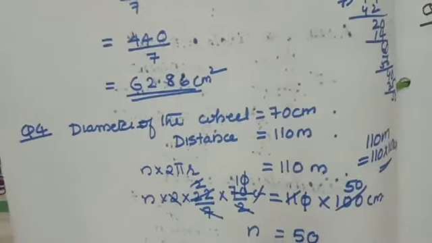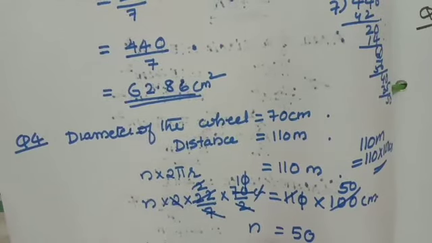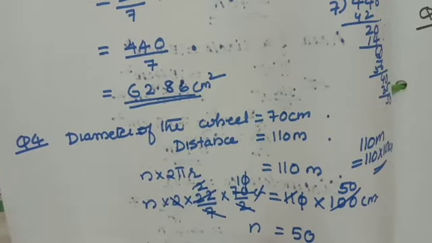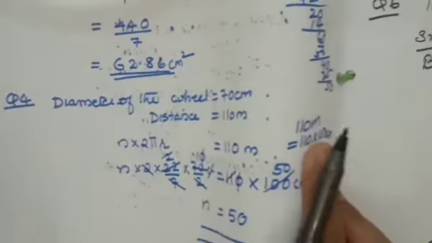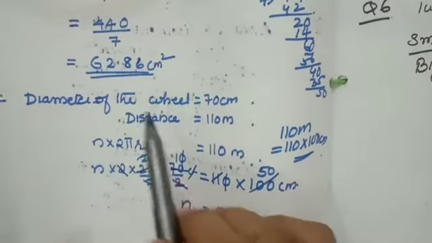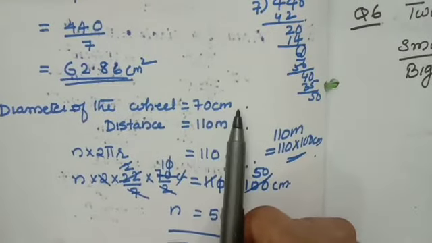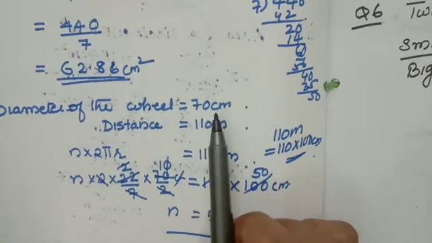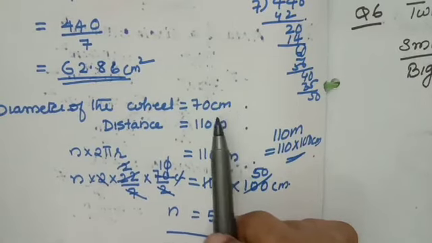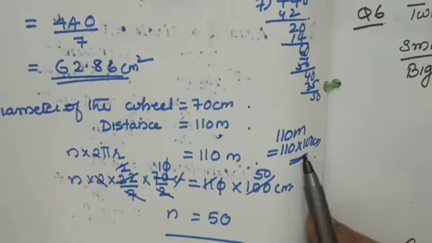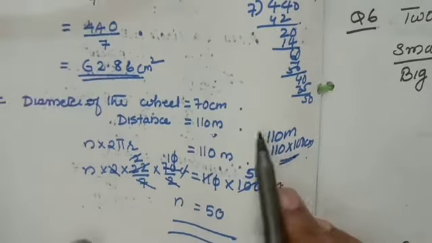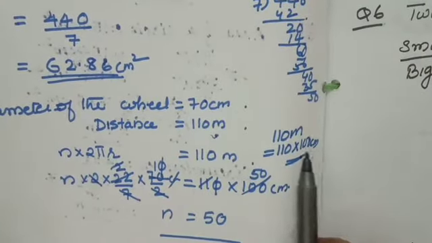Next, question number 4. The diameter of a wheel is 70 centimeter. How many times will the wheel revolve in order to cover a distance of 110 meter? See, the diameter of the wheel is 70 centimeter. Distance is given in meter, diameter is given in centimeter. So you have to convert the distance from meter to centimeter. That is very easy, multiply by 100. That meter will convert into centimeter.